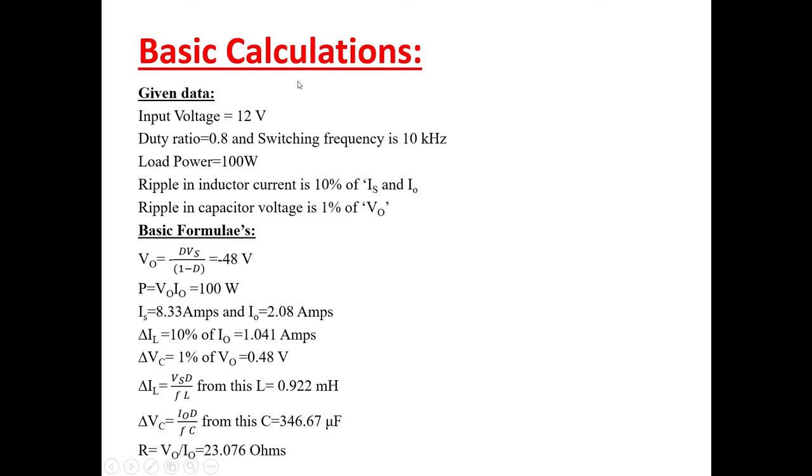So these are the basic calculations regarding buck boost converter. This is my data. Source voltage is 12 volts. Duty cycle I am here taking 0.8 and switching frequency is 10 kilohertz and load power is 100 watts. Ripple in inductor is 10% of source current and load current. But this is different from the buck and boost converters. Ripple in capacitor voltage is 1% of output voltage.